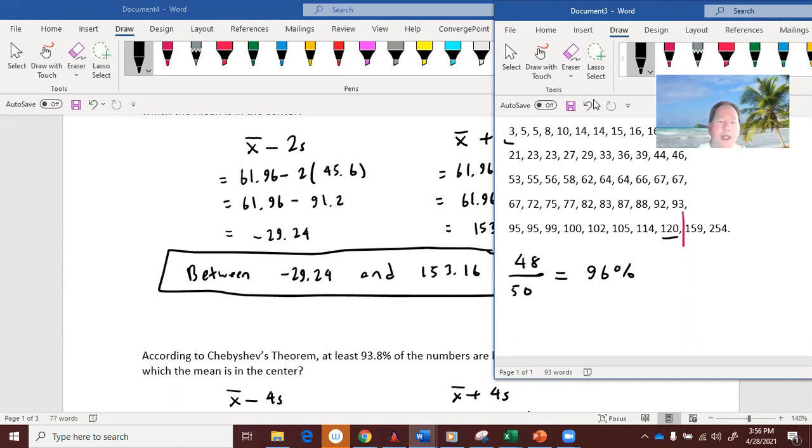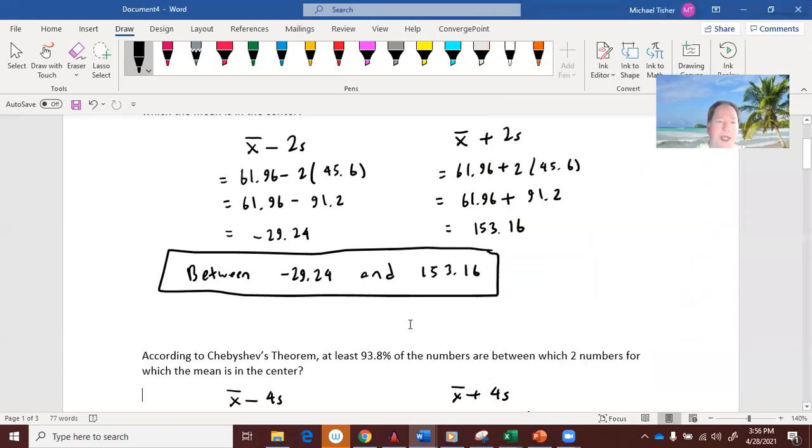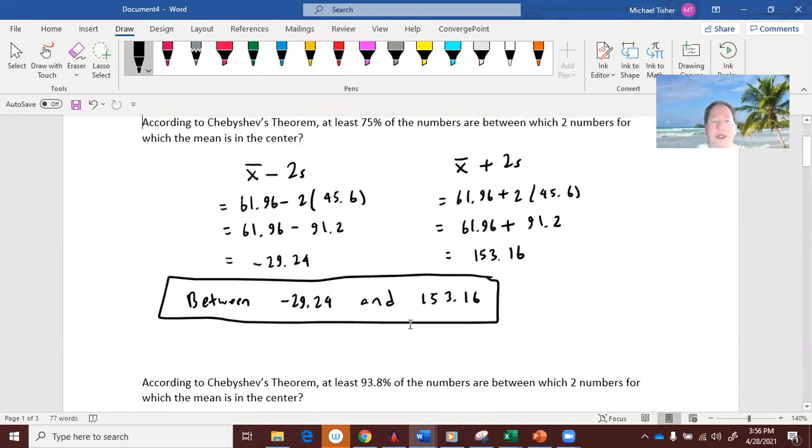And 96%, is that at least 75%? Actually, it is, because at least 75% means 75% or greater. So yes, 96% is 75% or greater, and so that verifies that result.